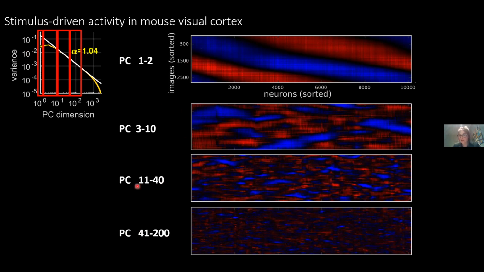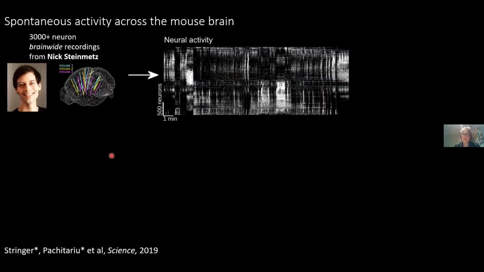And then you can also do this to sort whole brain activity. So the activity I've been showing you so far has only been in visual cortex. You can also sort neural activity recorded across the whole brain. These are recordings that Nick Steinmetz did. And then you'll actually see neural activity, thousands of neurons across different brain regions that are active in similar patterns.